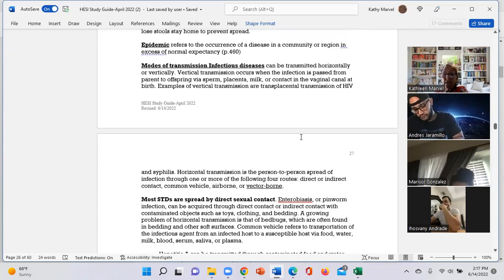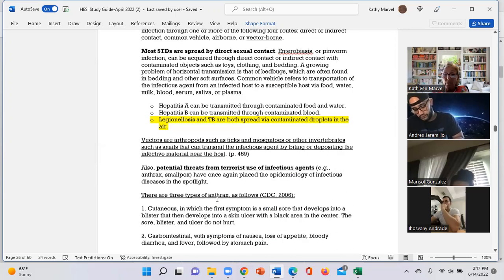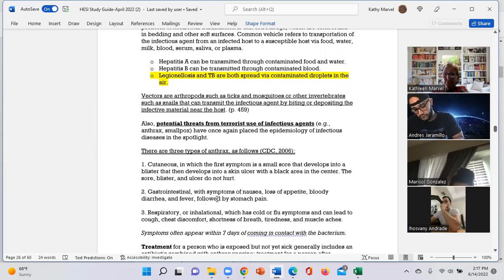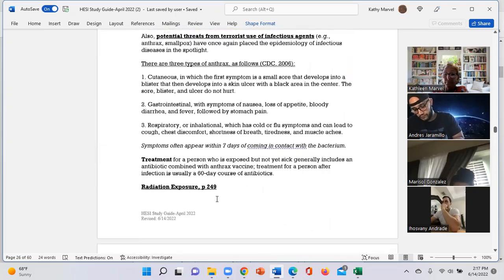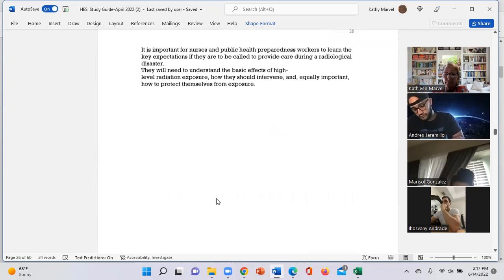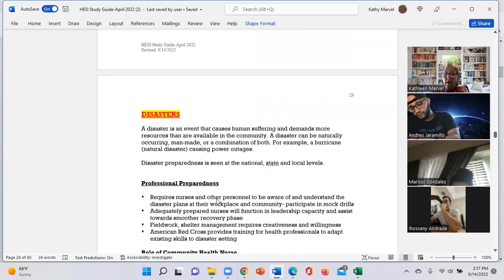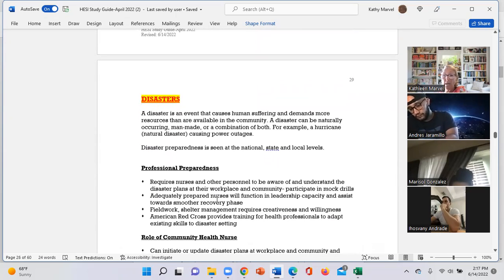Modes of transmission of infectious diseases. Talk about STDs. So that's the infectious disease topic or concept. And then we look at the concept of disasters. There appear to be several questions or topics identified in the HESI related to disasters.